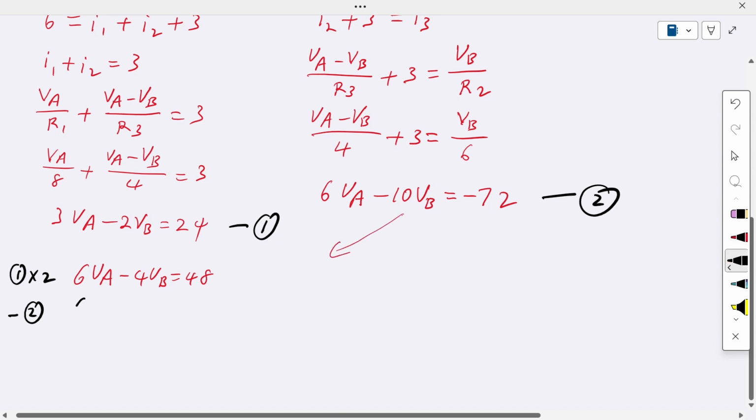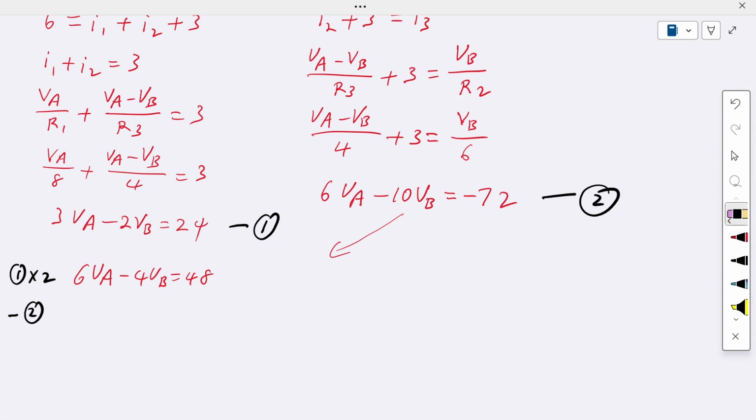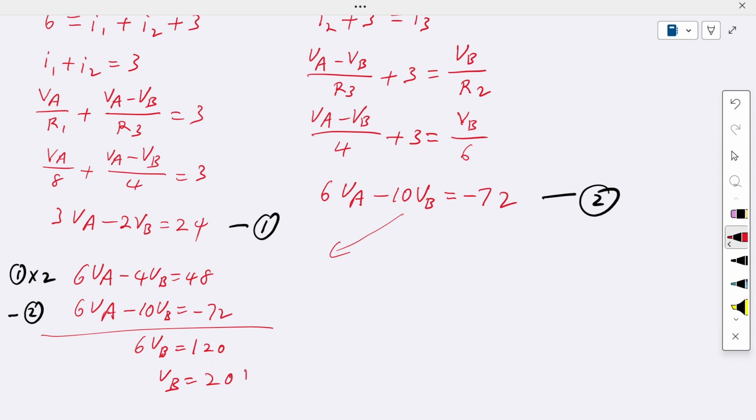Then we have this 6VA minus 10VB equal to minus 72. So we do these calculations, and we get 6VB equal to 120. So our VB is equal to 20 volt. If we find VB, then we can find VA by substituting into equation 2. From this, you may find that your VA is 21.33 volt.